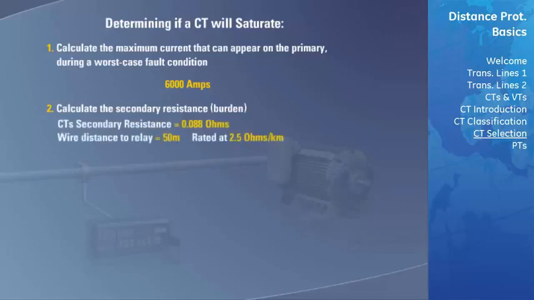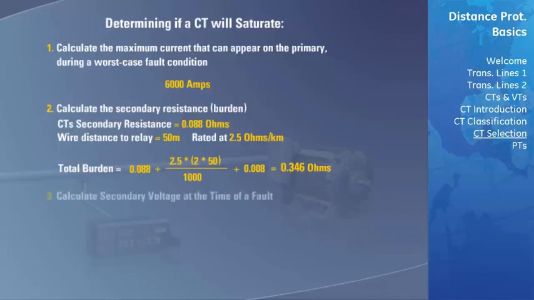The length of each wire from the CT to the relay is 50 meters and has a rated resistance of 2.5 ohms per kilometer. The total burden is equal to the CT secondary resistance, which is 0.088, plus 2 times the lead length of 50 meters multiplied by the lead resistance of 2.5 ohms per kilometer, and then divided by 1,000 meters. This is then added to the relay burden of 0.008 ohms, resulting in a total burden of 0.346 ohms.